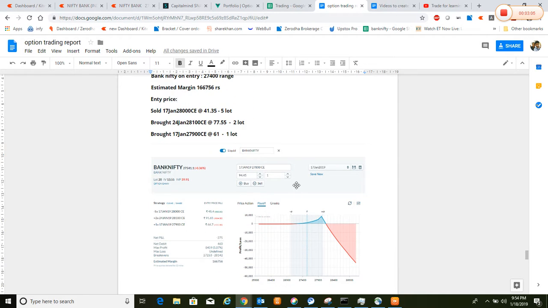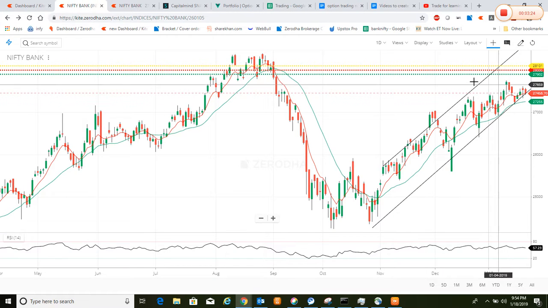We thought that, like the previous week when Bank Nifty took some time to consolidate, this time it might go up, but it didn't. It stayed range bound on the lower side, so we ended up with a small profit. According to the strategy, this is how it looked.